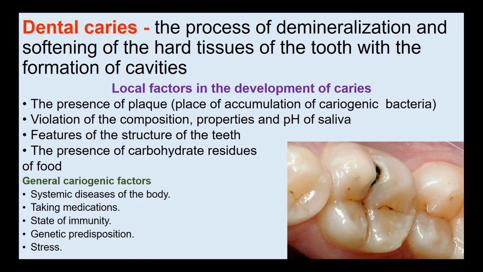These are local factors, factors we check in the oral cavity, but general factors are also important: the general state of the human organism. From general factors, it may be systemic diseases of the body, taking medications, state of immunity, genetic predispositions, and stress. All of these factors act on the dynamics of biofilm or plaque on the teeth, and can decrease or increase the risk of caries formation.